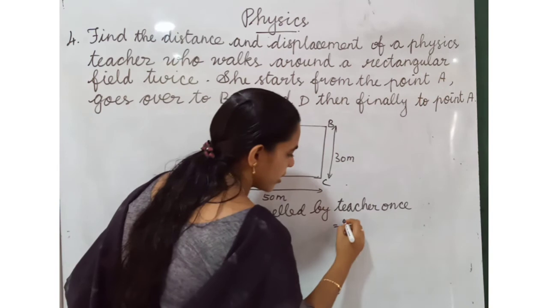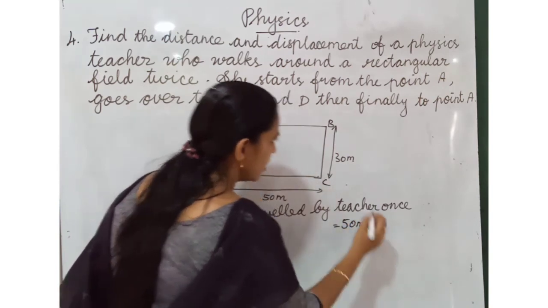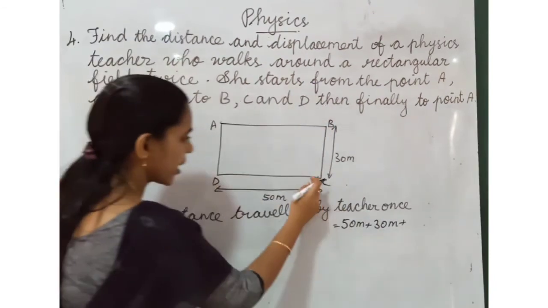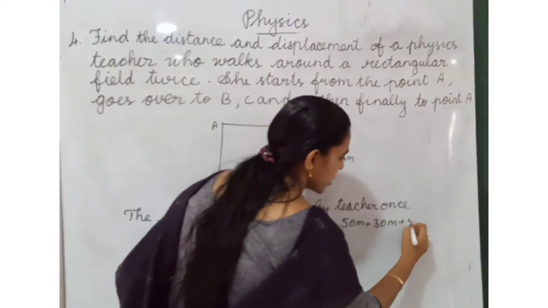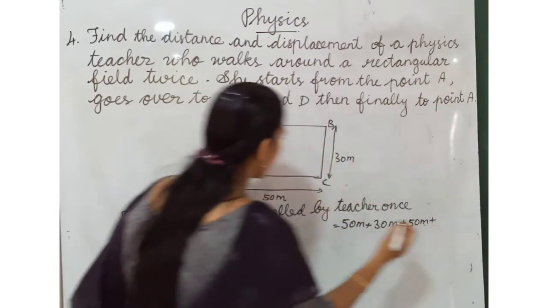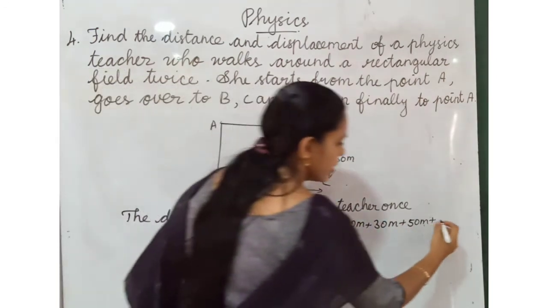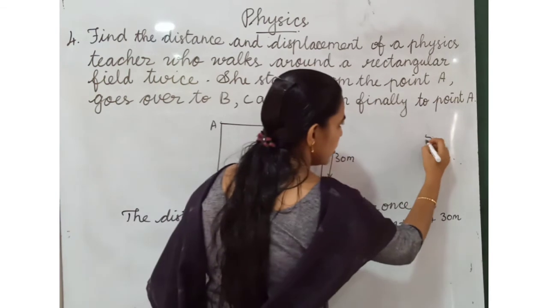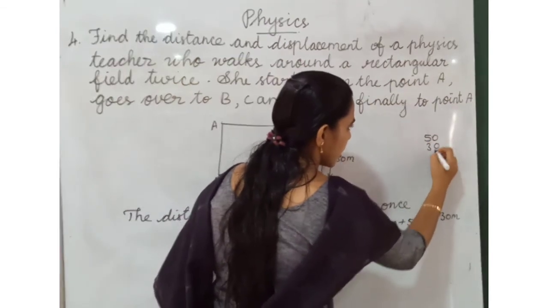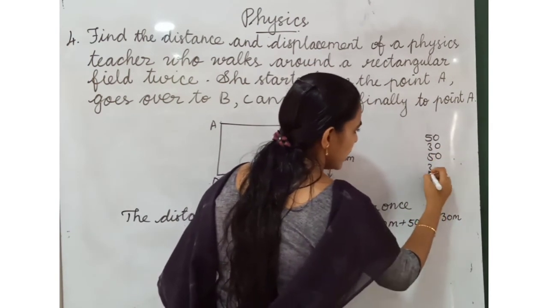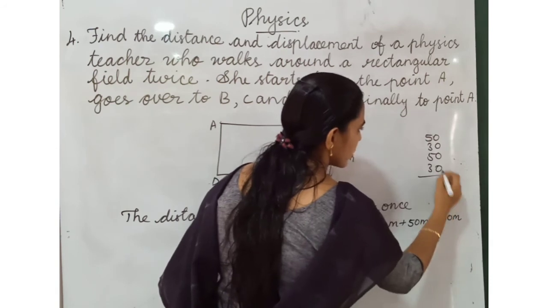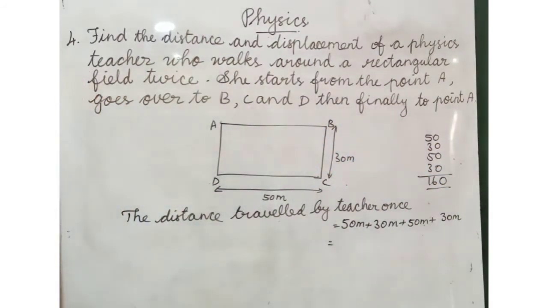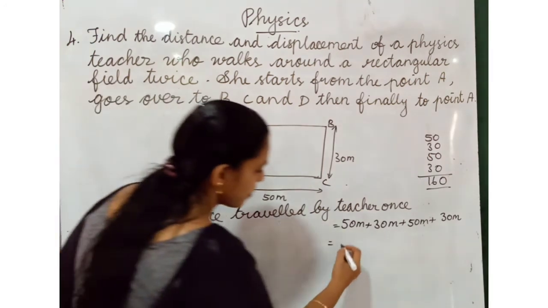So 50 meter, plus B to C 30 meter, plus again C to D 50 meter, plus again D to A 30 meter. We have to add these numbers: 50, 30, 50 and 30. So 160. How many here? 160 meter.